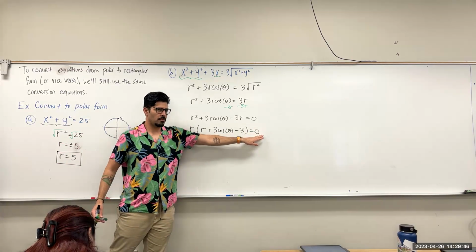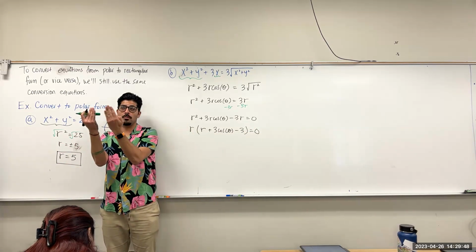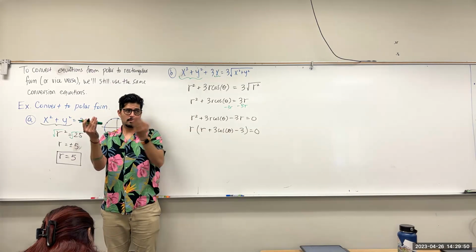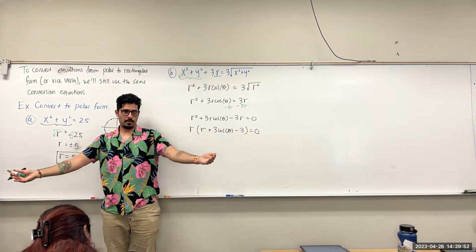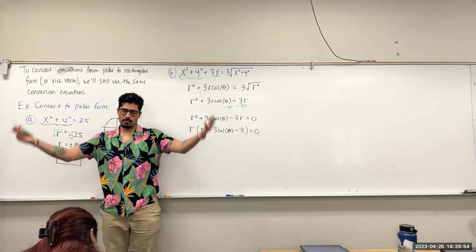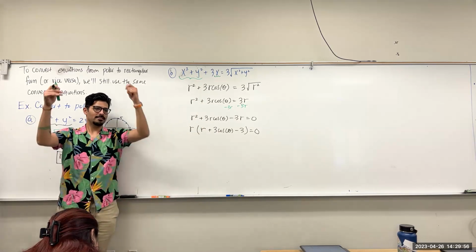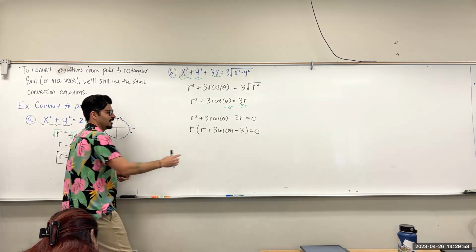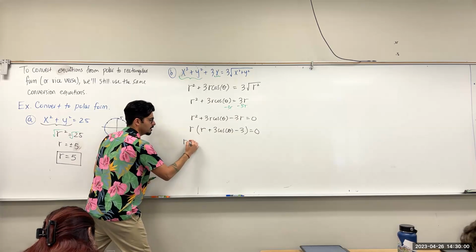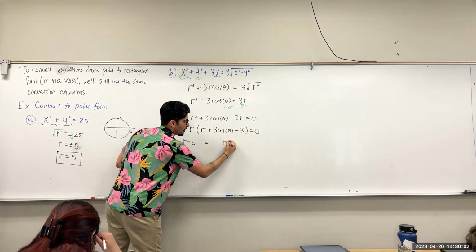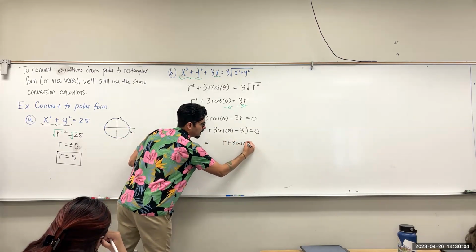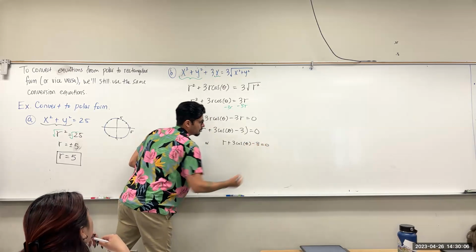So what do we do algebraically when you factor two things that multiply to 0? You separate them, each equaling 0. Beautiful. All right, so either r will equal 0 or r plus 3 cosine theta minus 3 is equal to 0.